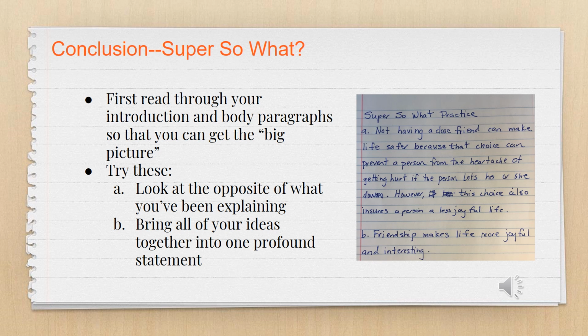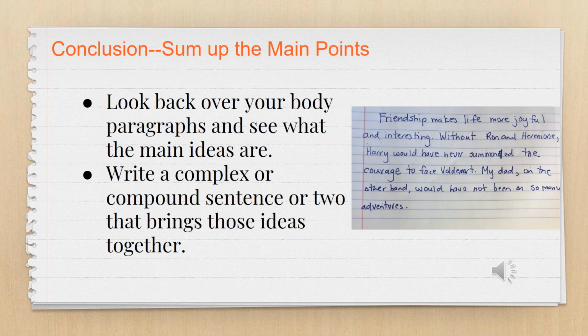The second way you can go here is to come up with one statement that brings all of your ideas together in one profound sentence. The writer of the friendship essay tried this tactic in option B. Friendship makes life more joyful and interesting. Pause the video here and try both of these approaches with your topic. First of all, notice the writer chose option B for her super so what. Friendship makes life more joyful and interesting. Why, you might ask? She felt that option A was too verbose or wordy.